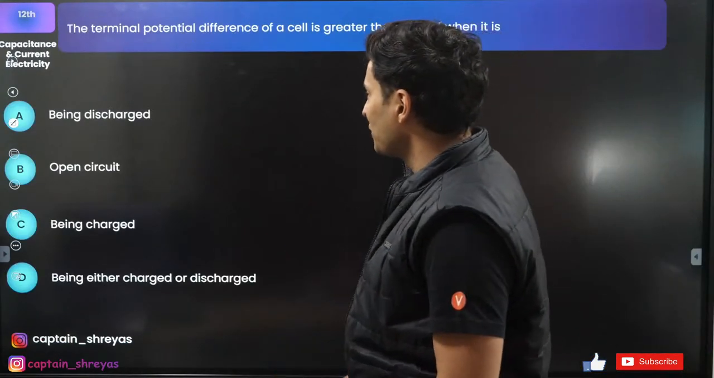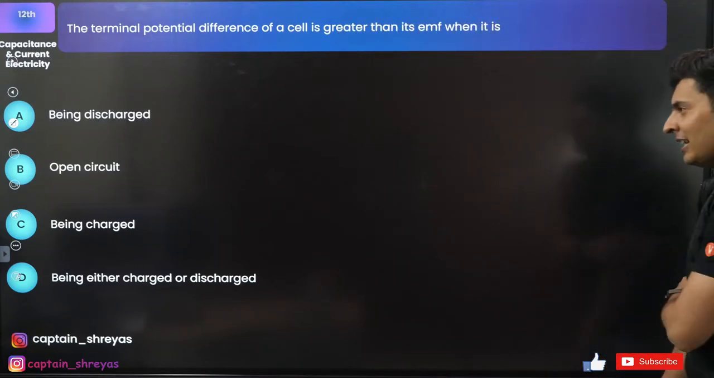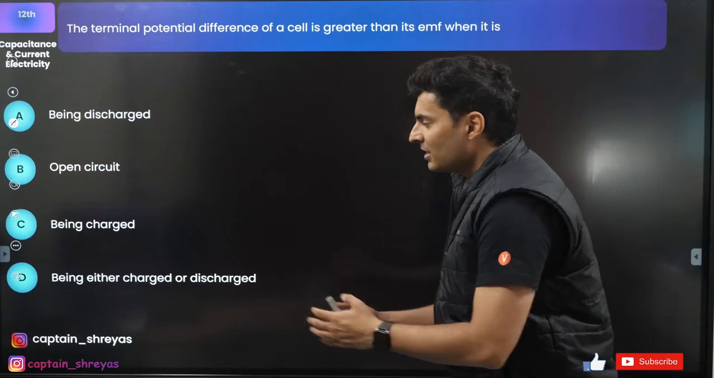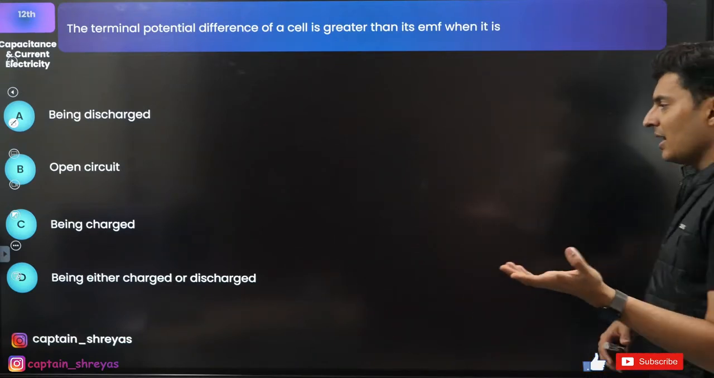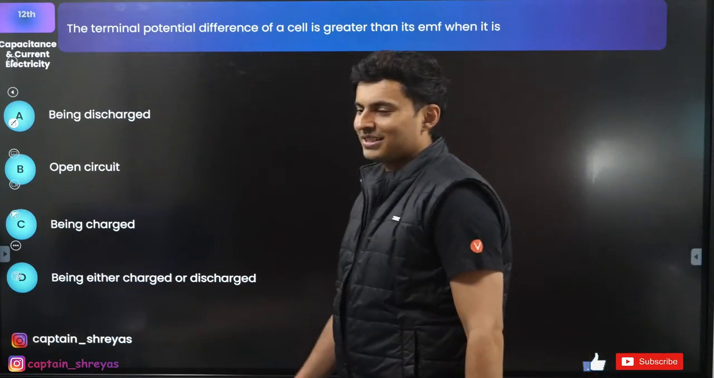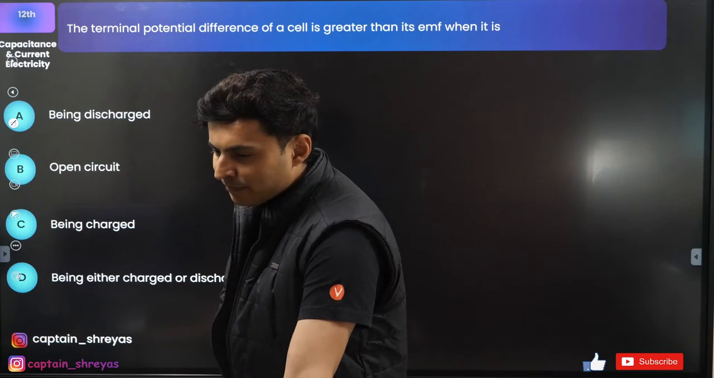Let's do another question. Terminal potential difference of a cell is greater than its EMF when it is being discharged, open circuit, being charged, being either charged or discharged. What do you think is the correct answer? Done many times, Prem? Okay.